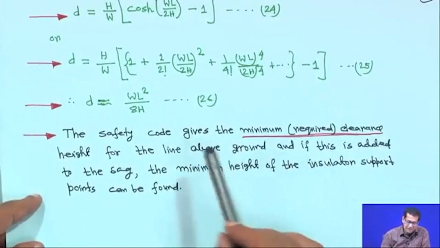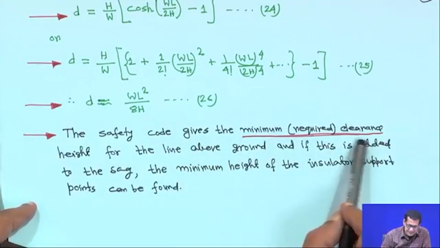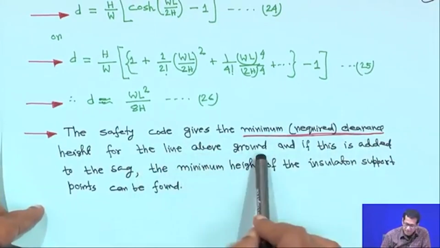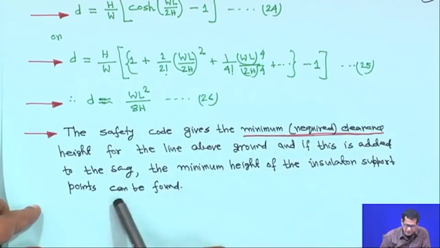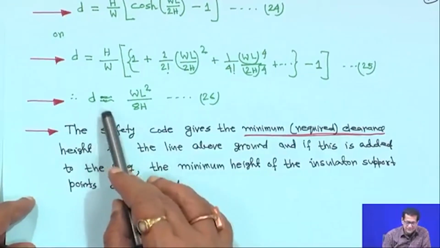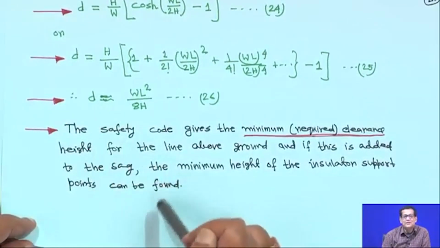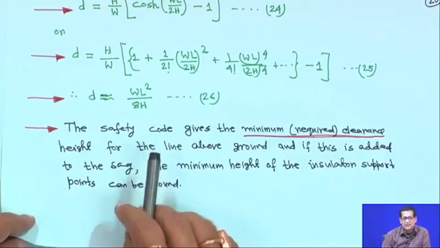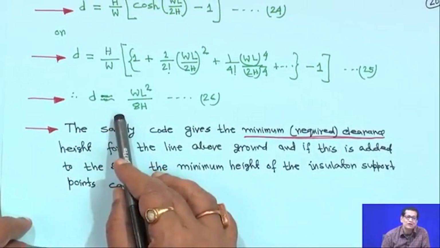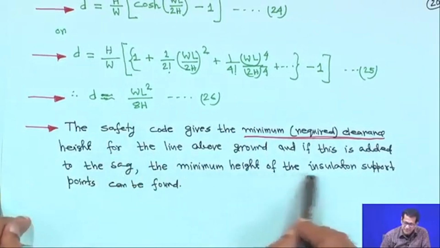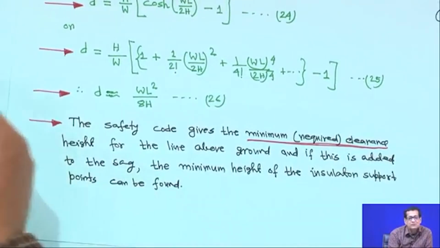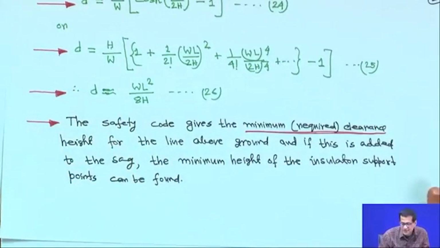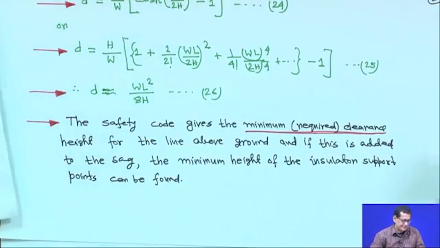Therefore, the safety code gives the minimum clearance height for the line above ground, and if this is added to the sag, the minimum height of the insulation support points can be found. Actually, the minimum safety clearance will be there from the ground. In addition to that, you have to add this sag also, such that the minimum height of the insulation support points can be found. So, whenever you are designing a line, you have to find out the maximum sag that can happen, and that can happen when temperature is very high, particularly in summer season.